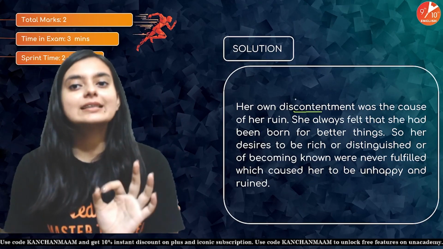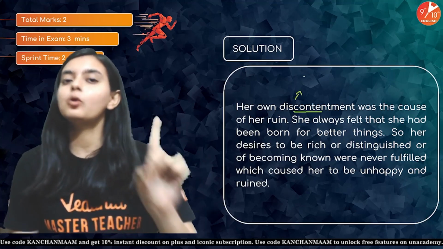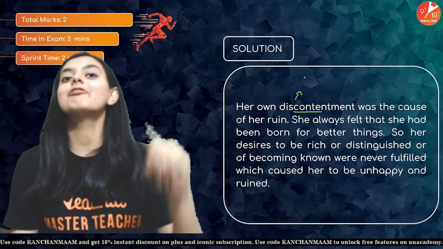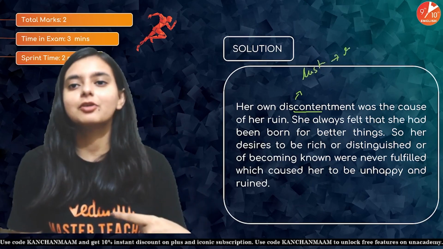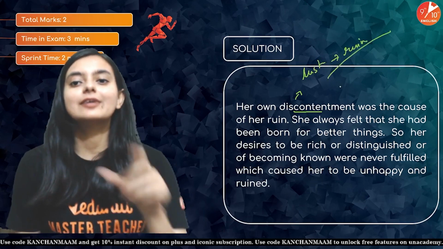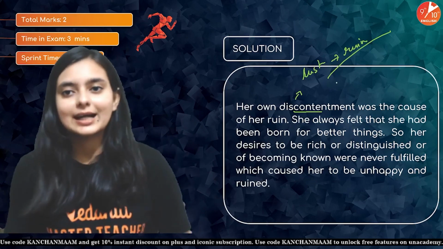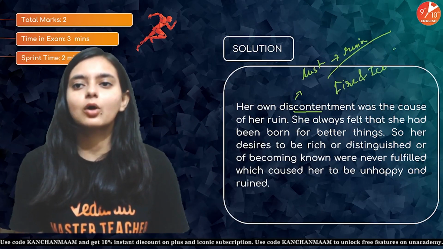While you talk about discontentment, I'm sure you remember this, the poem Fire and Ice. What did it tell you? Too much of greed or too much of lust can be the cause of your ruin. And that was the reason. So you can cross-refer to Fire and Ice as well. And that was the reason of Matilda's. Okay, so I'm just writing cross-reference.